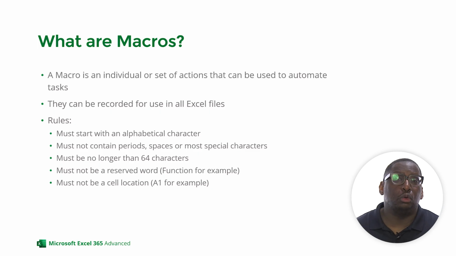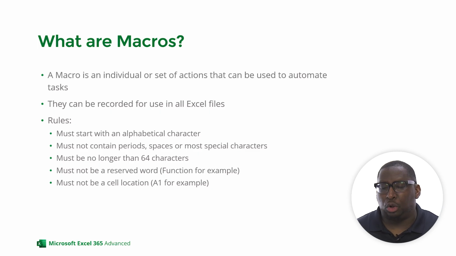Now, there are a few rules when it comes to recording and naming a macro. One, the macro name has to start with an alphabetical character, it can't start with a number. You can't have any special characters, so no periods or spaces. Most special characters are not allowed other than underscores. You can use an underscore, but that's really about it.